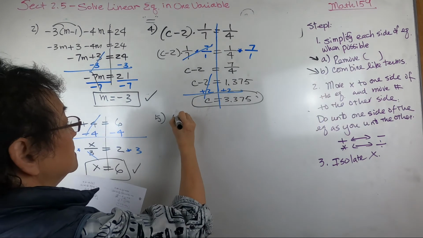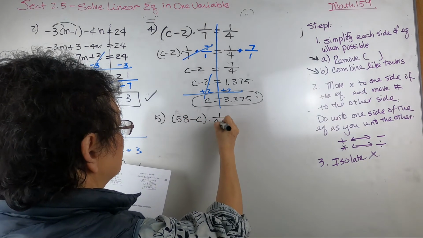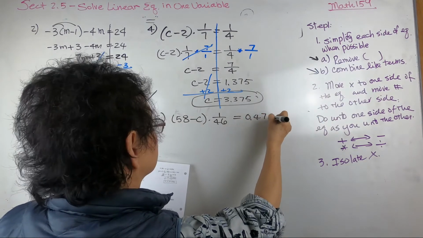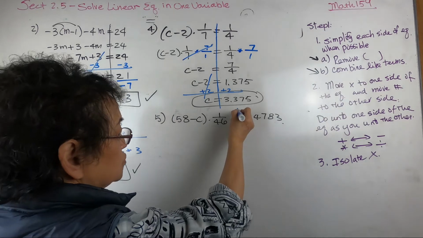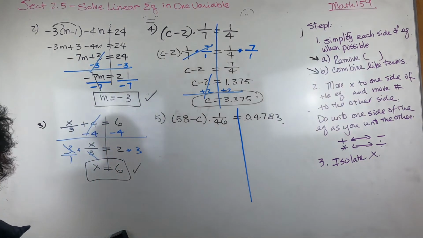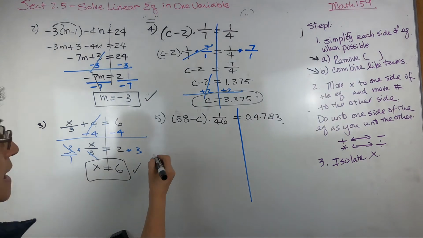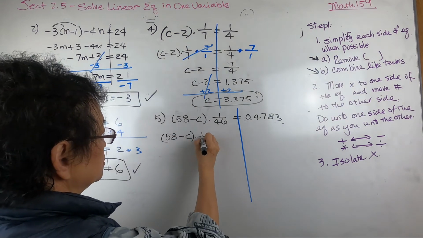Then next one, 58 minus c times 146 equals this number. What do you think? How should you start? First, you draw a line, right? Your balance being 2 sides. You do one side, you do another side. That's how you solve a linear equation.